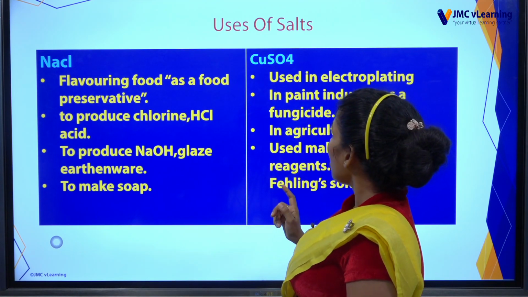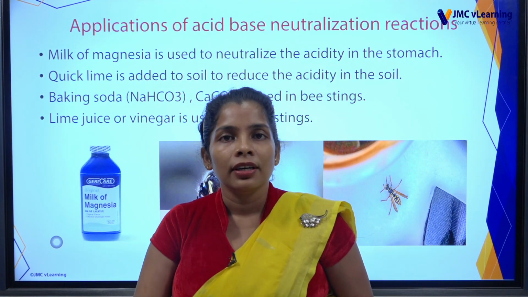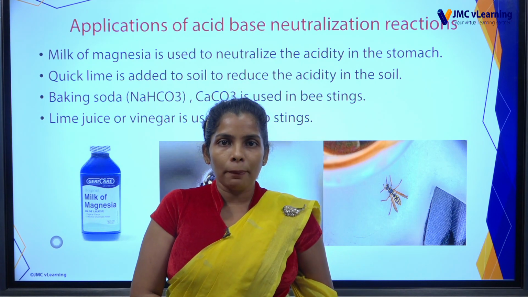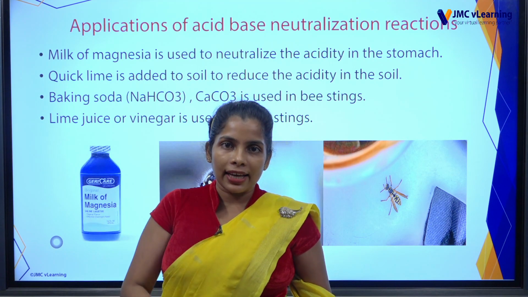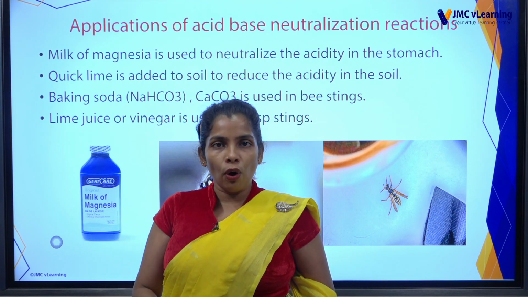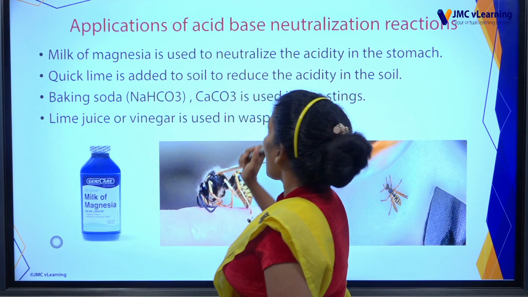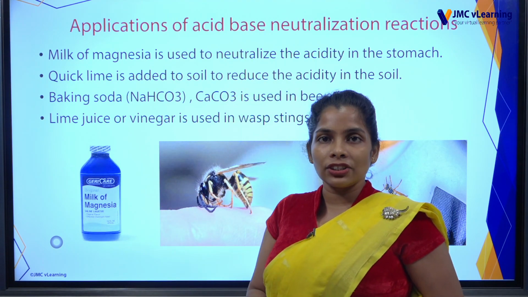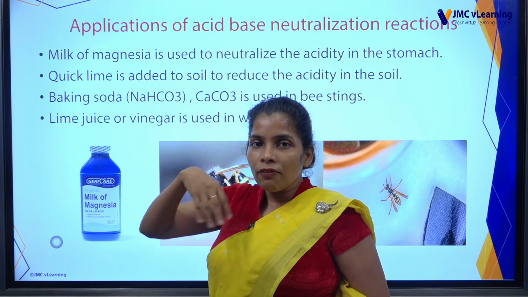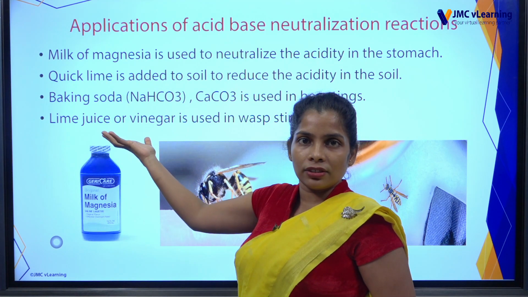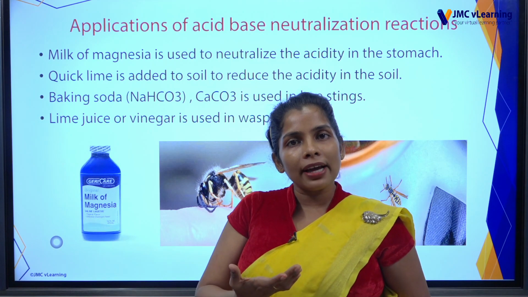So now we have knowledge about the physical properties, chemical properties and uses of acids, bases and salts. Now we are going to discuss the applications of acid-base neutralization reactions. You already know the meaning of neutralization. Now we are going to see the applications. First one, milk of magnesia. Milk of magnesia is used to what?